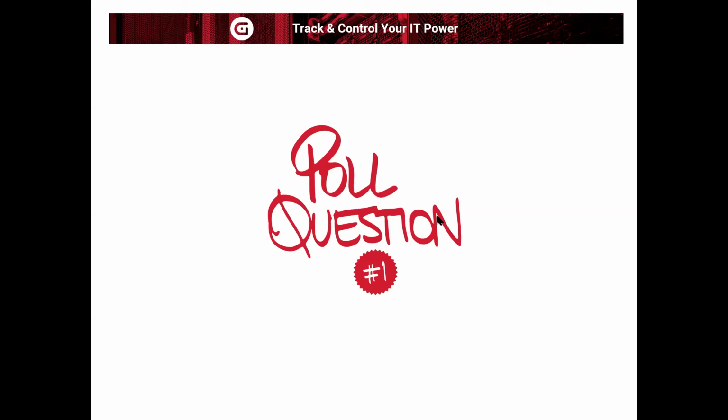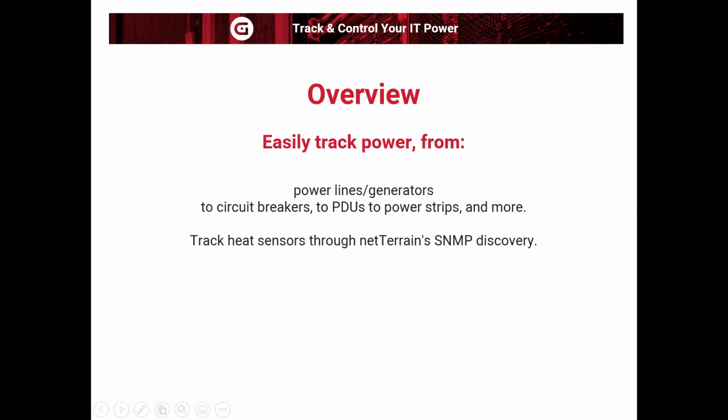So yeah, page down here. So tracking power, generators, circuit breakers, PDUs. Some are easier said than done. Heat, power, and other things through SNMP discovery. I'll talk about that, and power strips and how you might document those things.